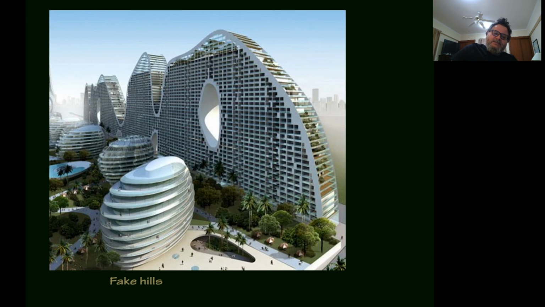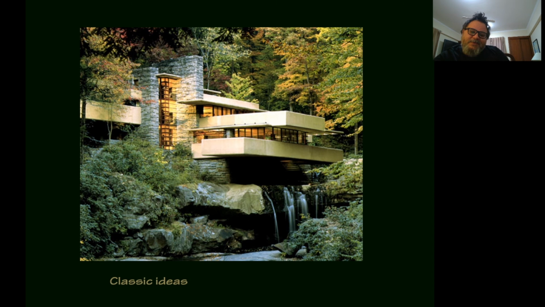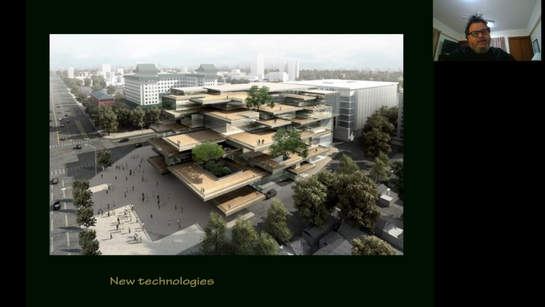That's what it looks like close up. They wanted to give people the idea of living in a mountain range. They even looked at things like falling water, which we talked about a bunch, and they sort of riffed on that with this multi-cantilever thing, but in a mid-city context.